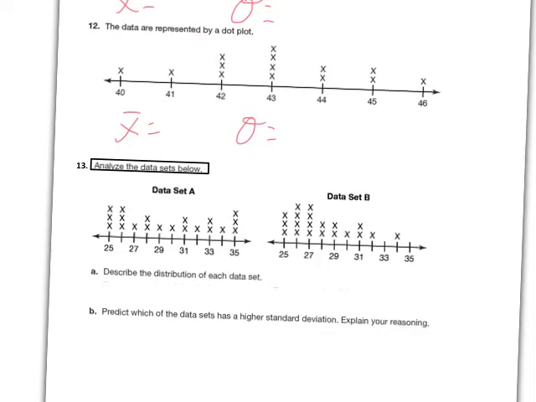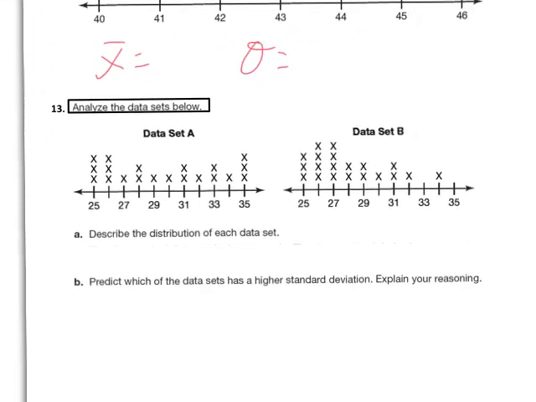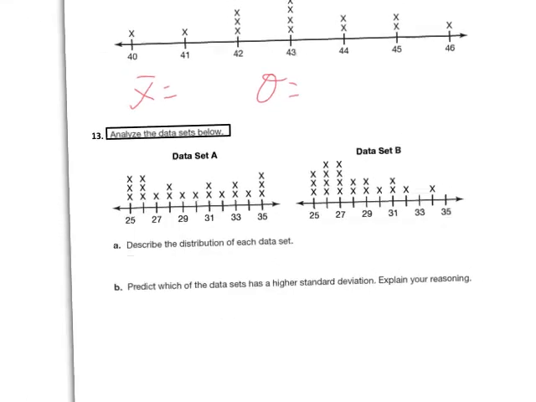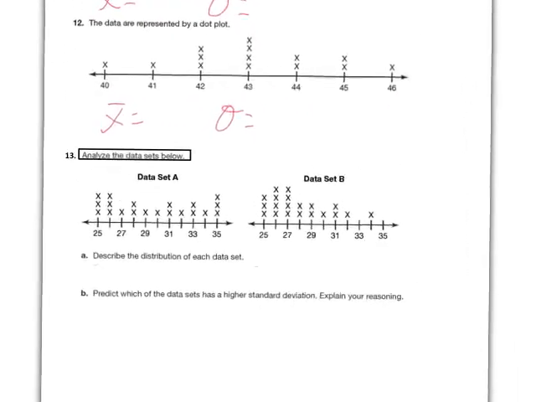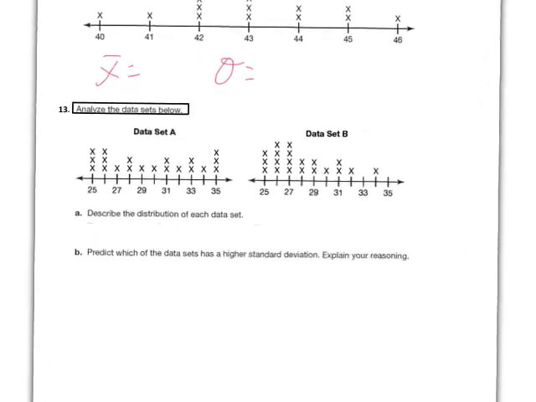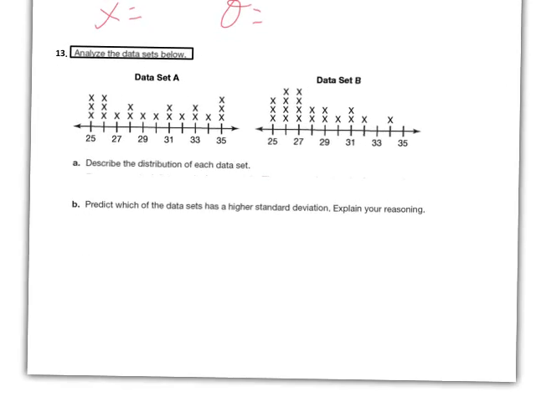And number 13, analyze the data sets below. Describe the distribution. Now you use some words. Are they compact? Are they spread out? What do you think, in comparison from A to B? Predict which data has a higher standard deviation. Explain your reasoning.